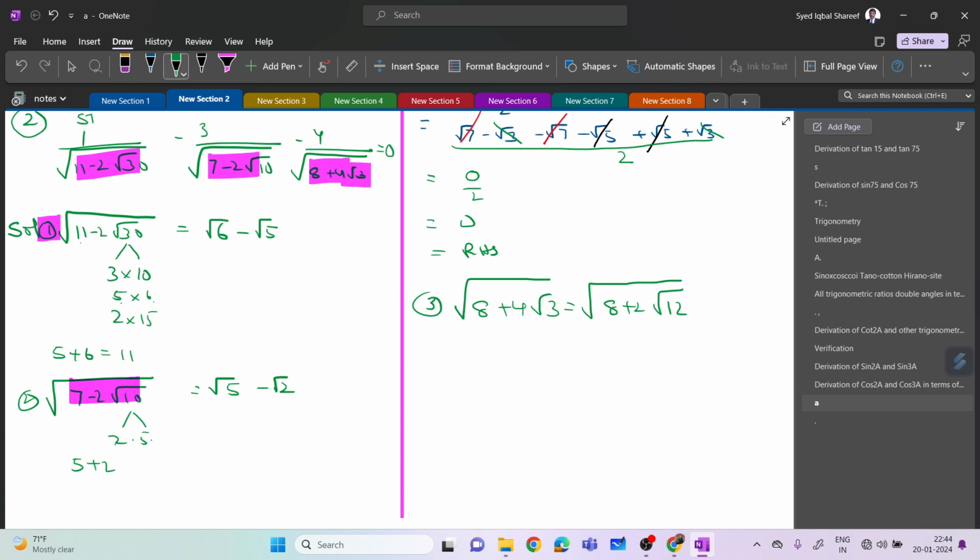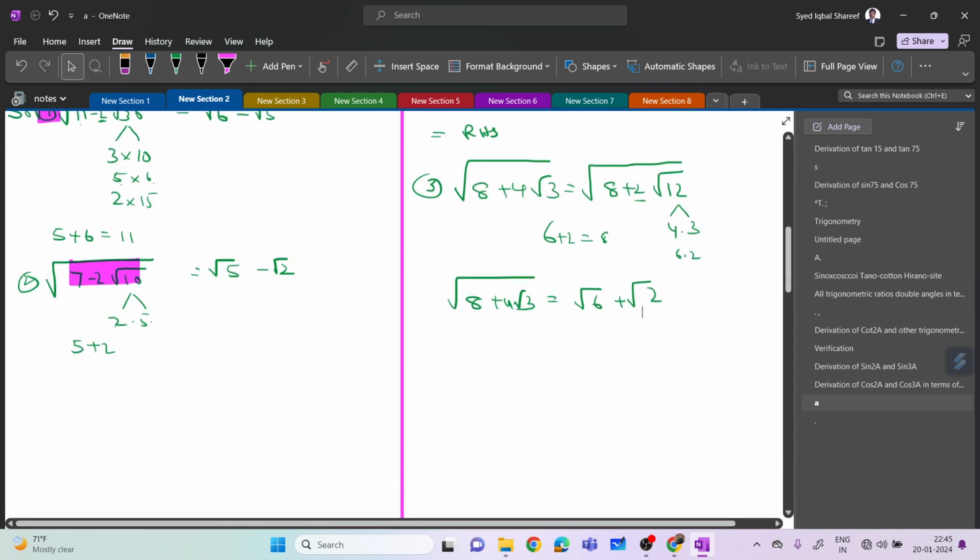Please note, this trick is applicable only when 2 is here. If it is not 2, you have to make it 2. Then you go on. 4 times 3 is 12, and 6 times 2 is 12, and 6 plus 2 is 8. So square root of 8 plus 4 root 3 is equal to, first the big one, 6 plus root 2. That's it, we are done.